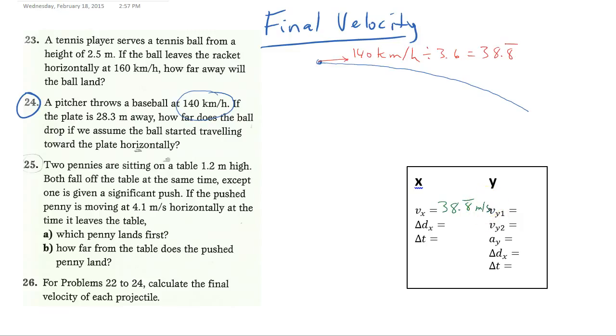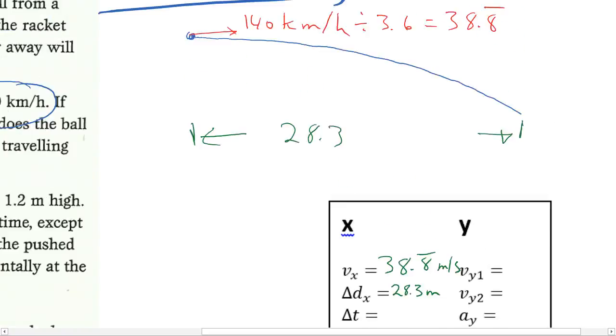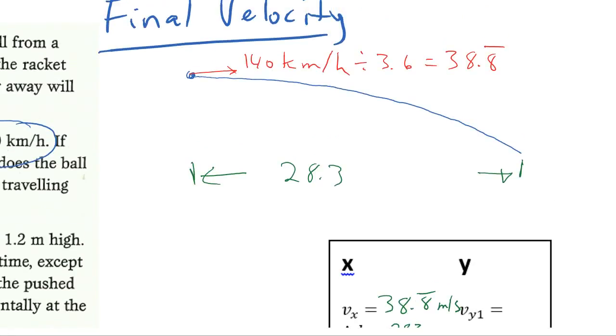Don't have quite enough room there. So this 28.3 meters away refers to this horizontal displacement. This is that 28.3 meters. So looking over here, I'll put a 28.3 meters. Okay, so along the way, this Vx, the 140, that arrow, stays constant. It's a constant Vx all the way around. So if I was to draw a bunch of arrows, that is still 38.8 at the very end.